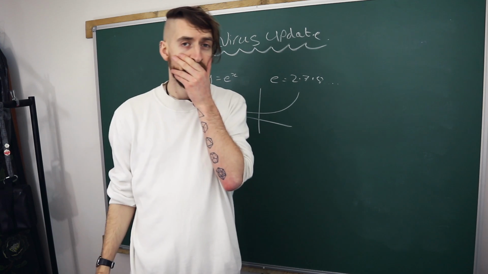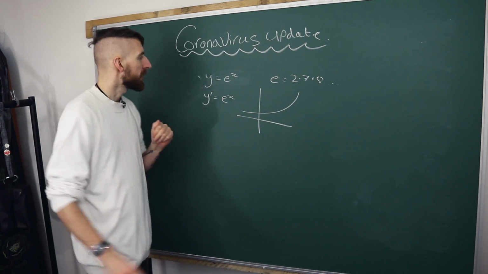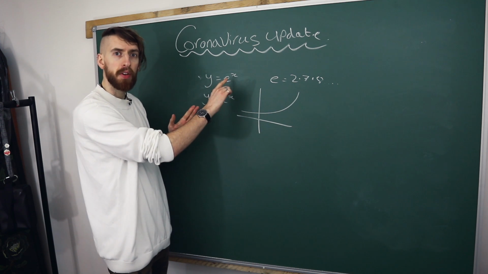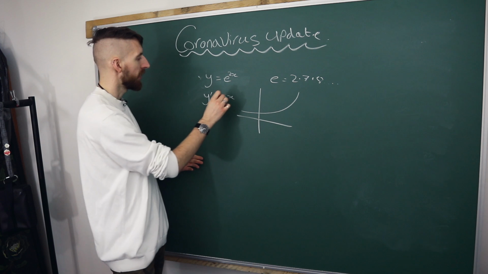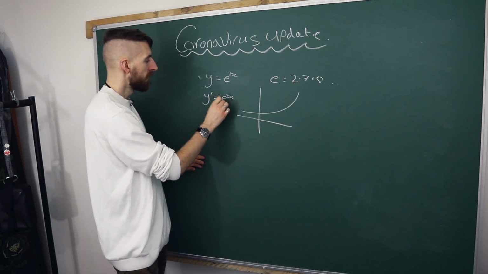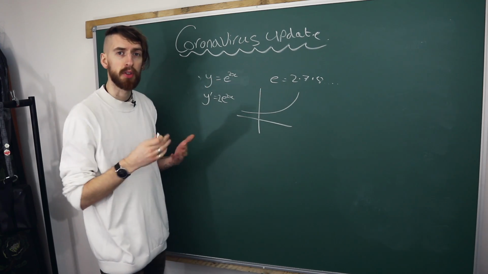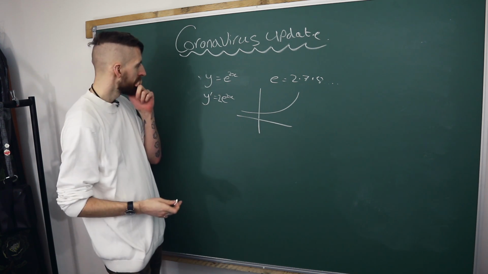Isn't that something else? If we wanted to make it a bit steeper, we'd put a little coefficient in front of the x up here. 2x. Now the gradient function then is 2e to the 2x, and that is going to be the same kind of curve but just steeper, on this side at least anyway.